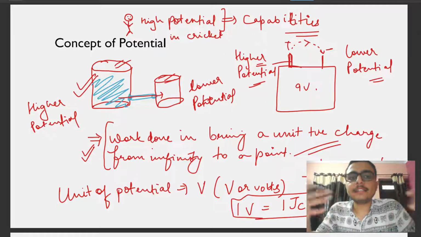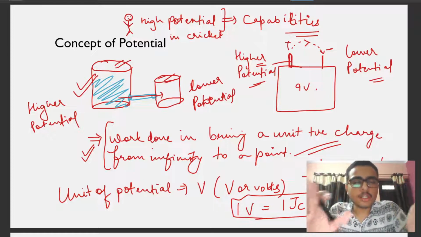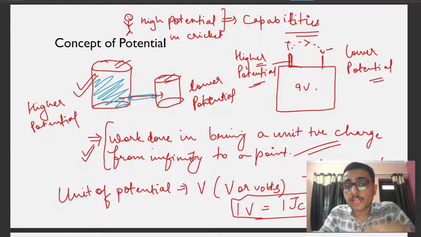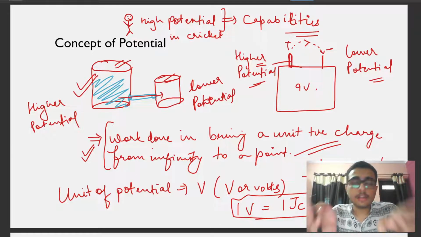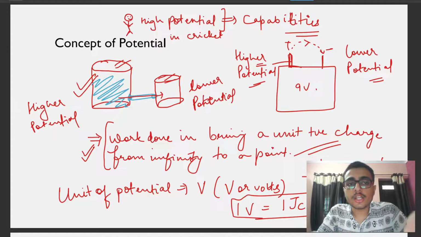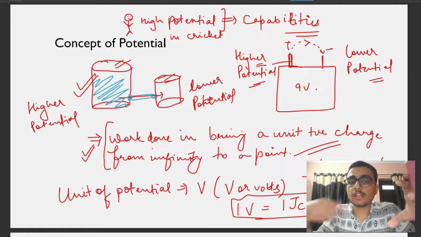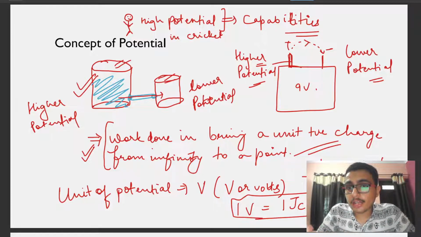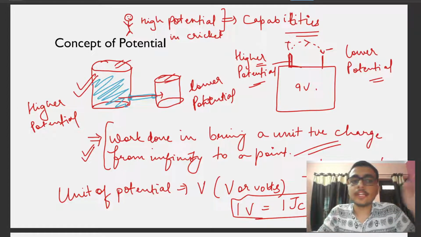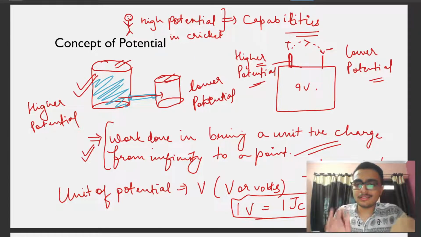Clear? You will get the things when we move ahead. For the time being, volt is defined as the work done in bringing a unit positive charge from infinity to a point. Second, we have the concept of higher potential and lower potential. Higher potential has higher abilities, lower potential has lower abilities. Similarly, in a battery, the positive terminal has higher abilities and the negative terminal has lower abilities. So the current would flow from positive to negative. That's it for now. There are a few other things, conventional current, electronic current, all of which we will be studying in the forthcoming videos, not in this video.